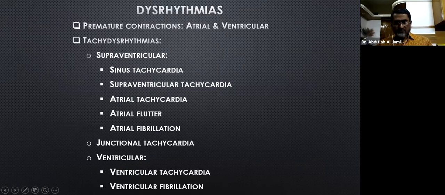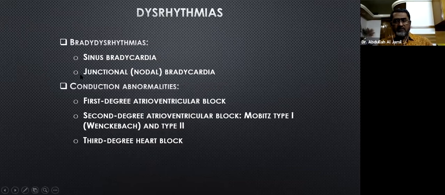A full range of dysrhythmias may occur in a pediatric patient. These include premature contractions, atrial and ventricular; tachyarrhythmias, the supraventricular tachycardias like sinus tachycardia, paroxysmal atrial tachycardia, atrial flutter, atrial fibrillation, junctional tachycardia; ventricular tachycardia and ventricular fibrillation. Bradyarrhythmias include sinus bradycardia and junctional or nodal bradycardia. Conduction abnormalities include first degree atrioventricular block, second degree AV block Mobitz type 1 (Wenckebach) or type 2, and third degree AV block. All of this may happen in a child.